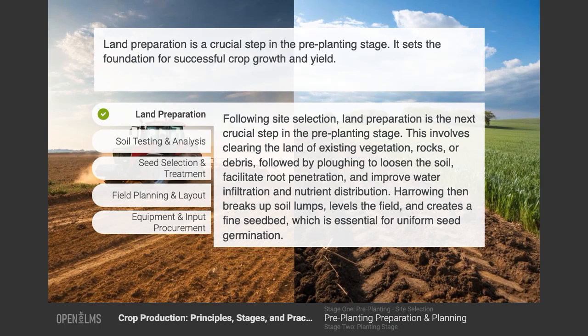Following site selection, land preparation is the next crucial step in the pre-planting stage. This involves clearing the land of existing vegetation, rocks, or debris, followed by ploughing to loosen the soil, facilitate root penetration, and improve water infiltration and nutrient distribution. Harrowing then breaks up soil lumps, levels the field, and creates a fine seed bed, which is essential for uniform seed germination.